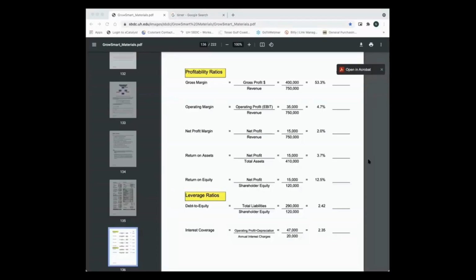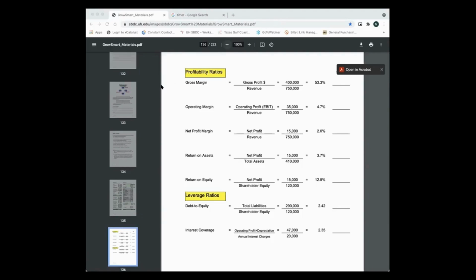The next ratios are referred to as leverage ratios. Leverage speaks to how much debt we have in the company. The first leverage ratio is called debt to equity: how much debt do we have on the balance sheet versus how much equity do we have?